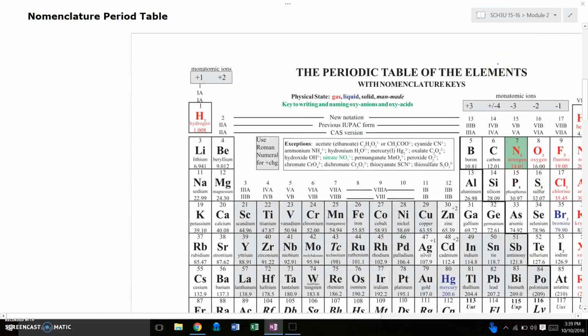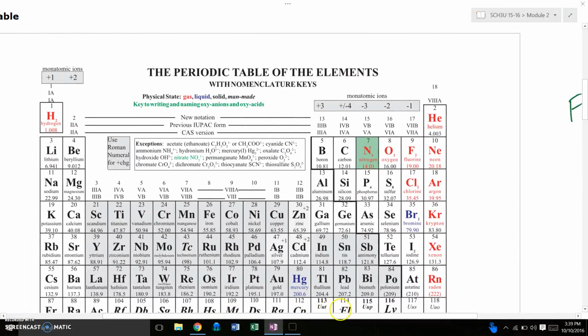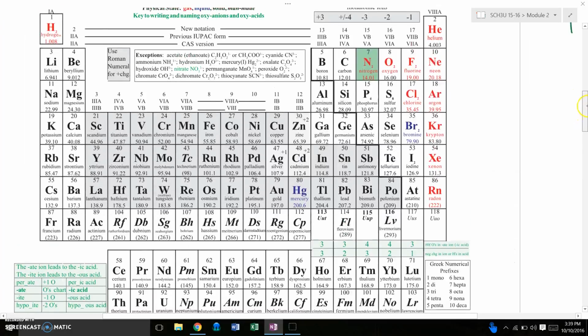And there's some tricks to using this. So the first is down here on the bottom right. You can see this first line is the number of O's in the -ate ion. So if you remember, the -ate ion is the main oxyanion. So we talked about carbon and carbonate. We noticed that carbonate had a CO3 2- in the -ate ion.